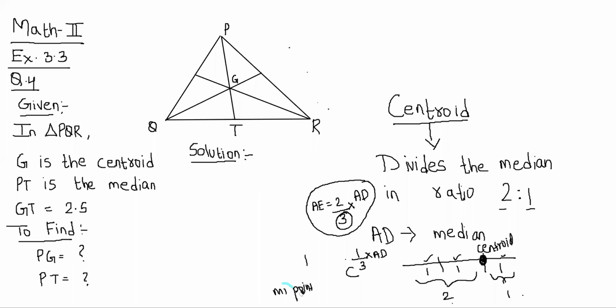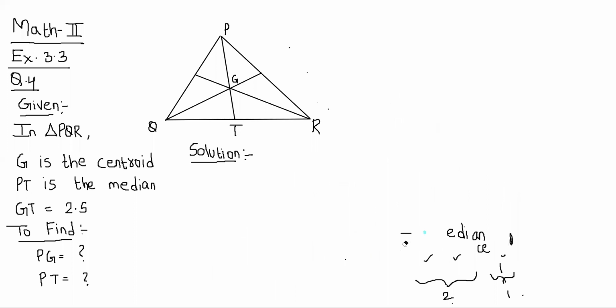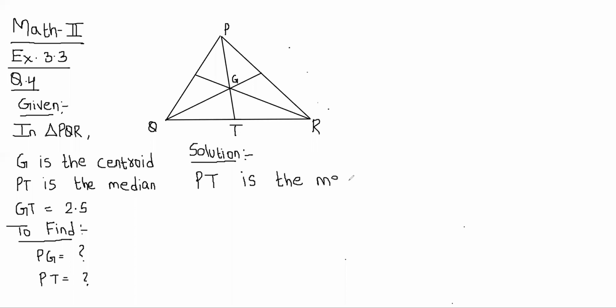So our first step will be G is the centroid, PT is the median. And this is a standard thing. Centroid will always divide the median in the ratio 2:1. So our first step, PT is the median. Our second step, G is the centroid. Even though we already wrote this, we have to write it again in the solution. In bracket, we'll write the reason given.